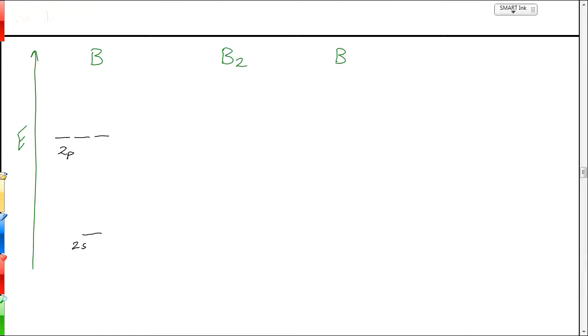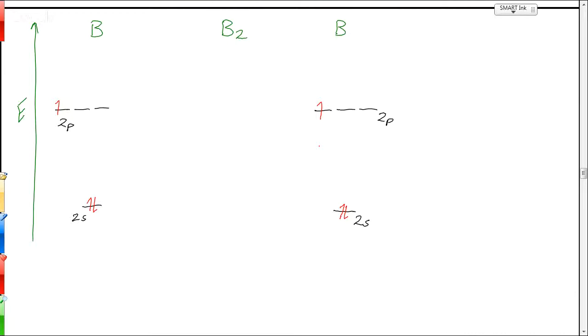In boron, boron has three valence electrons, so we've got two in the 2s and one in the 2p. The other boron, same thing, we've got the 2s and the 2p. Okay, there are the electrons. So we're going to combine all these orbitals in the same way that we've just been talking about. The 2s orbitals combine to make a sigma and a sigma star.